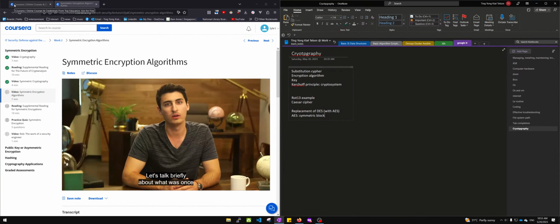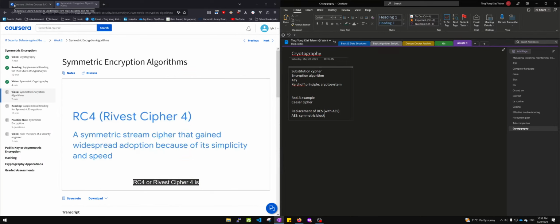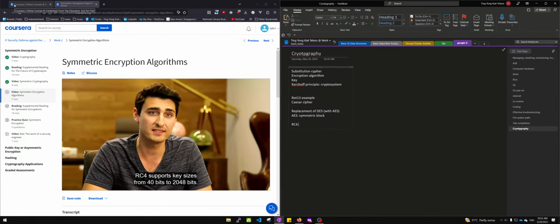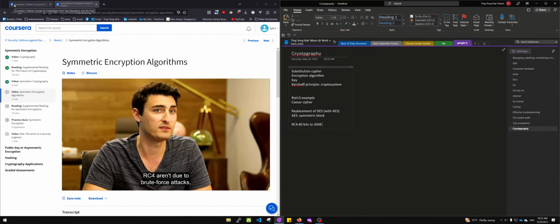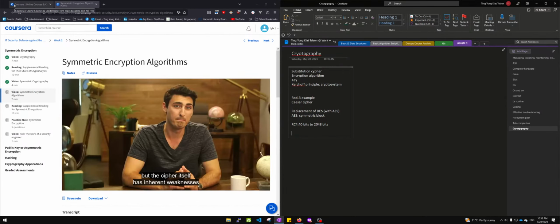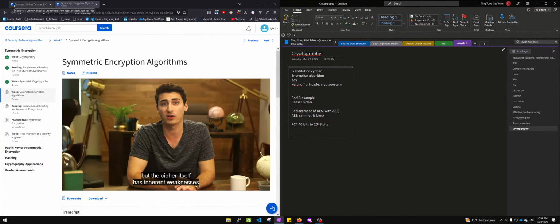Let's talk briefly about what was once a widely used and popular algorithm, but has since been proven to be weak and is discouraged from use. RC4, or Rivest Cipher 4, is a symmetric stream cipher that gained widespread adoption because of its simplicity and speed. RC4 supports key sizes from 40 bits to 2048 bits, so the weaknesses of RC4 aren't due to brute force attacks, but the cipher itself has inherent weaknesses and vulnerabilities that aren't only theoretically possible.